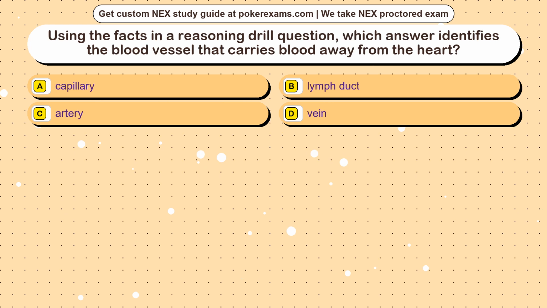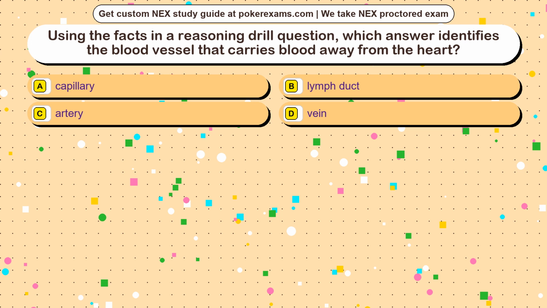Question 16. Using the facts in a reasoning drill question, which answer identifies the blood vessel that carries blood away from the heart? Option A, capillary. Option B, lymph duct. Option C, artery. Option D, vein.